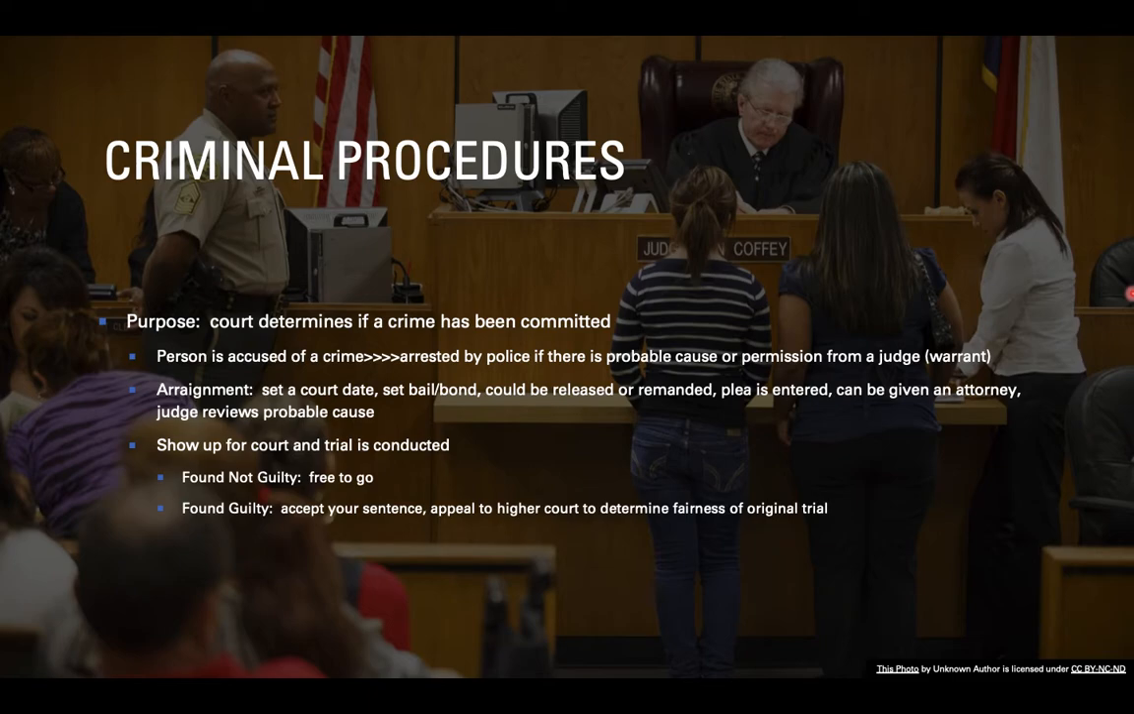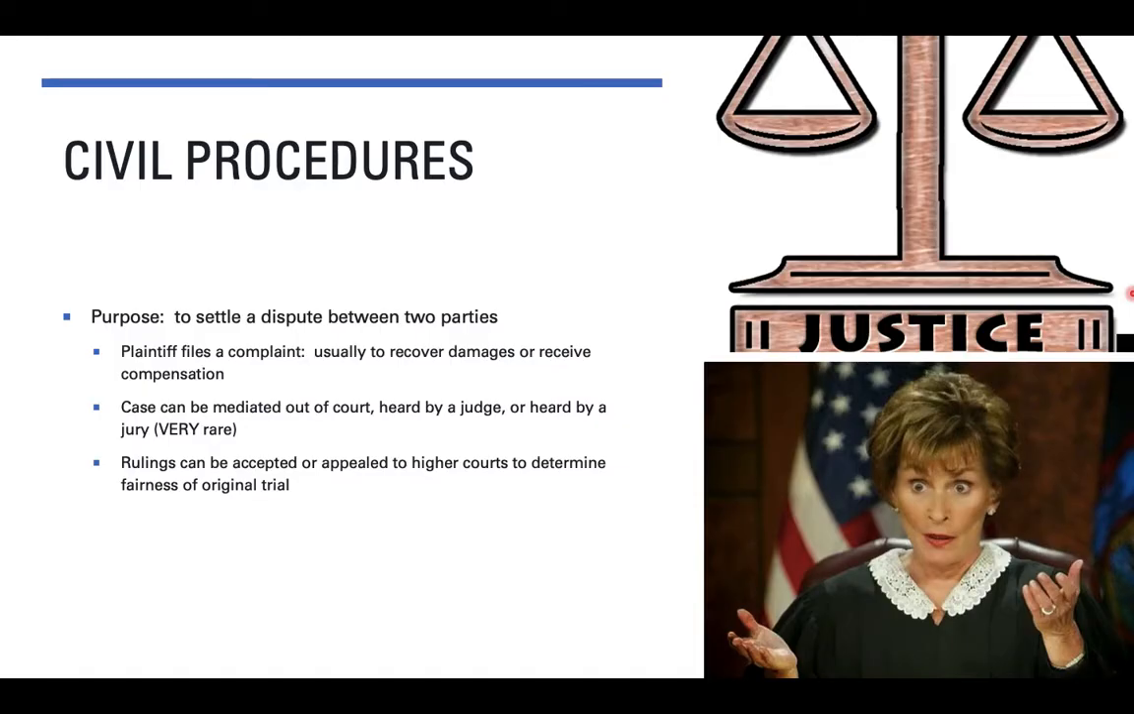All right, so that's criminal procedures. Now let's take a look at the civil procedures. You've got the picture there, Judge Judy. You probably all know Judge Judy or Judge Wapner, or Judge Joe Brown. Those are all civil types of cases that you see. Now the purpose of a civil case is to settle a dispute between two or more parties. It's not necessarily that a crime has been committed.